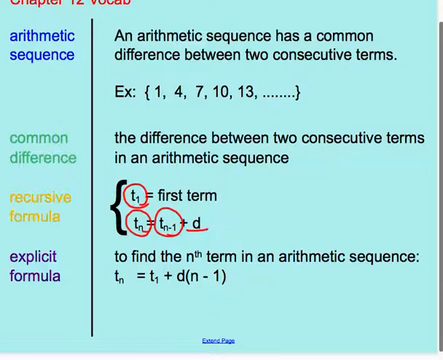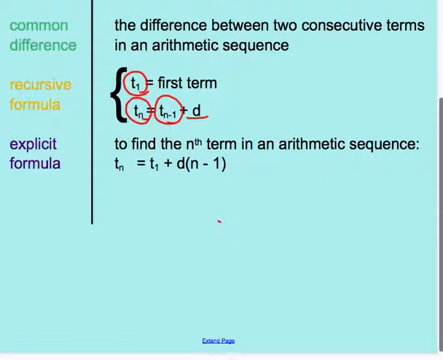We took the first term, added 3 to get the second term, added 3 to get the third term, and so on. So the recursive formula is convenient if you only need to know the first few terms, or if you're finding the next term or the next few terms. But if you are looking for the 25th term in the sequence, the recursive formula isn't really convenient because you have to find or list out the first 24 terms before you get to the 25th term. So that's when we would use our explicit formula instead.